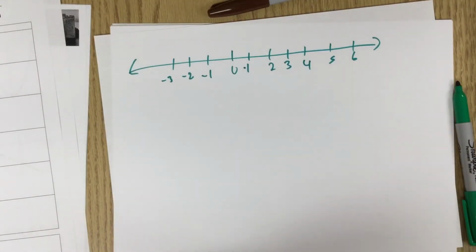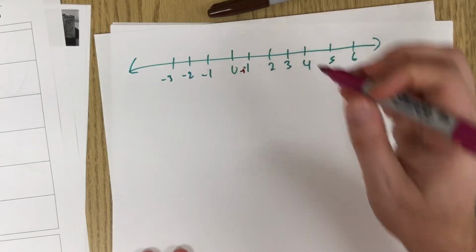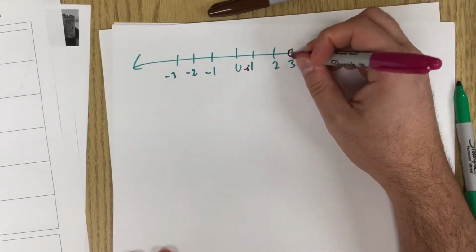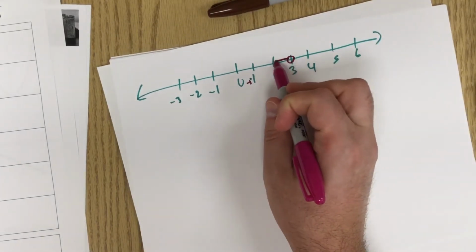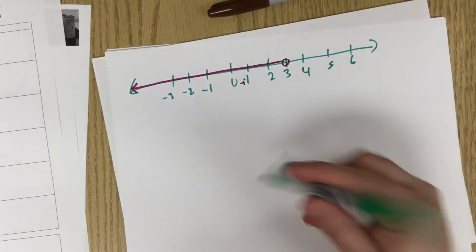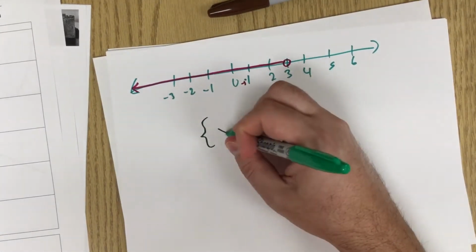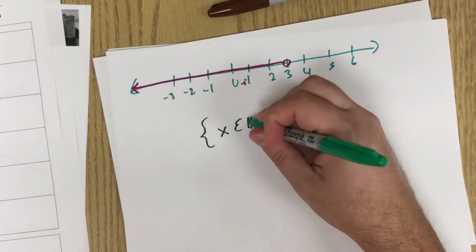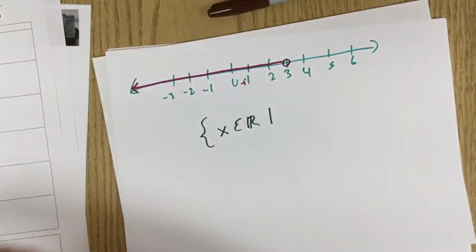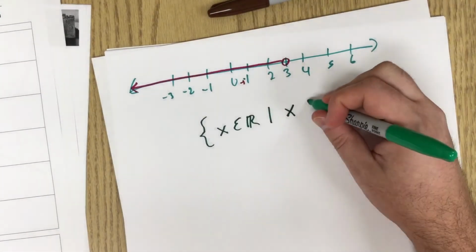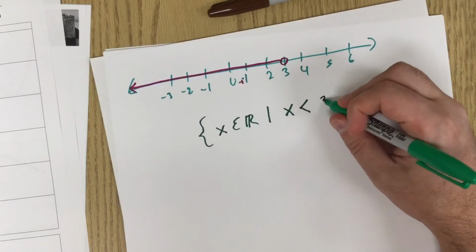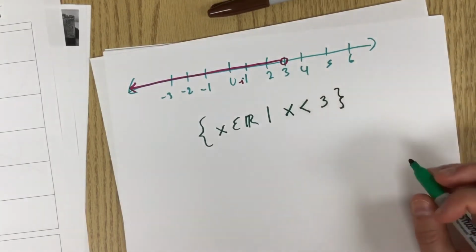Okay, I got a little messier here. Let's say we have this, but now we're going in this direction, all the way to -infinity. So in this case, x is an element of real numbers, but we want it to be less than 3 because it's all the numbers that are less than 3 in that direction. And so the sign goes in the other direction. x is an element of real numbers such that x is less than 3.